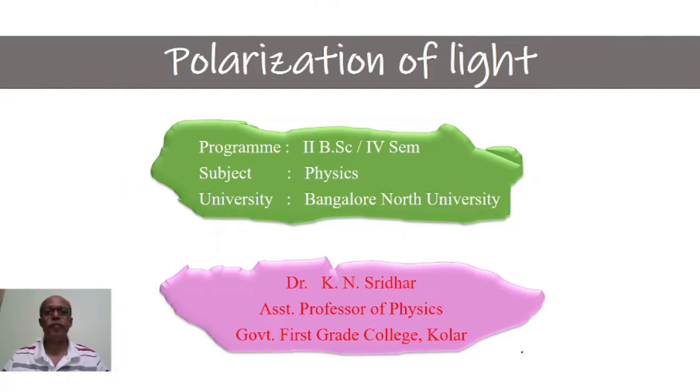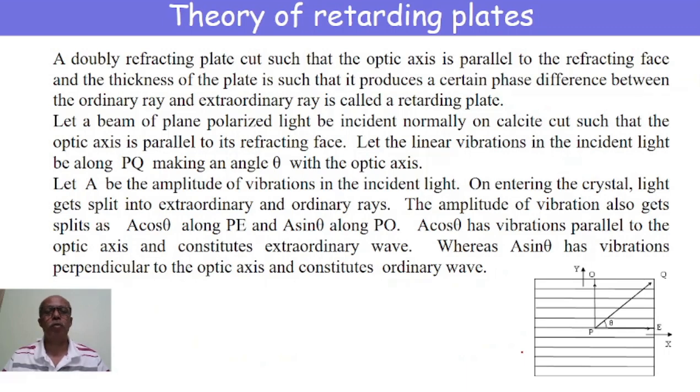Good morning. We are now discussing the theory of retarding plates. A doubly refracting plate cut in such a way that the optic axis is parallel to the refracting face, and the thickness of the crystal is such that it produces a certain amount of phase difference between the ordinary and extraordinary rays, is called a retarding plate.